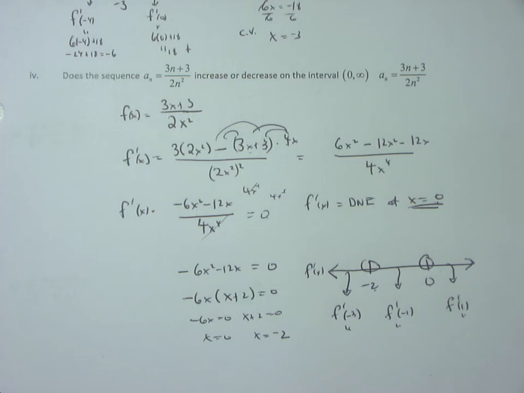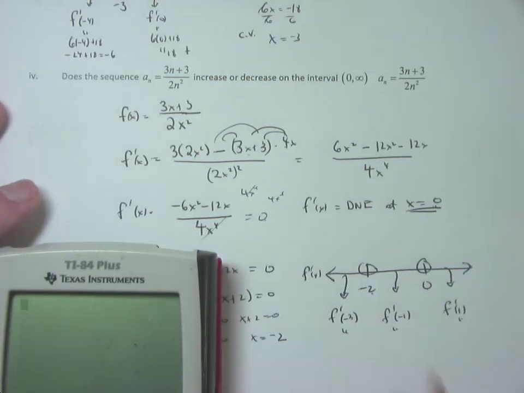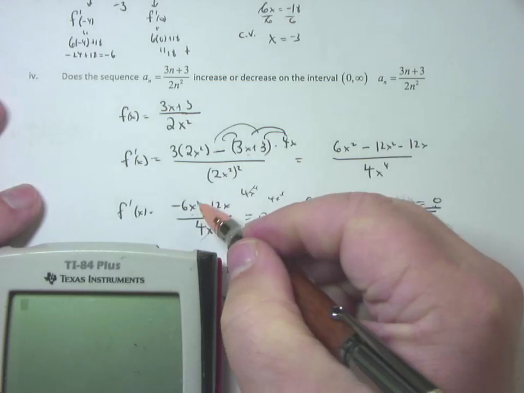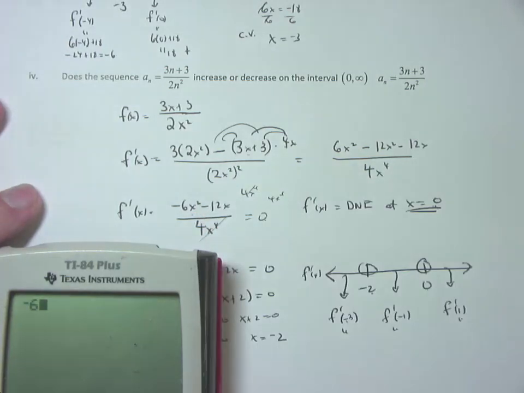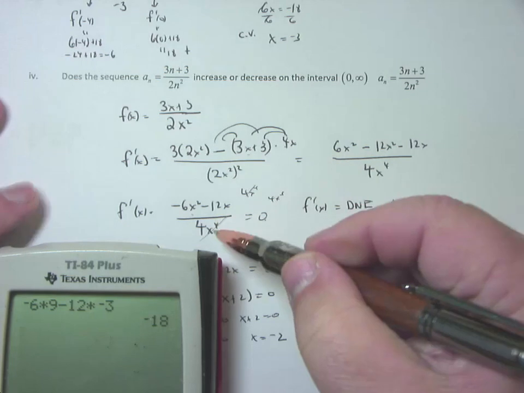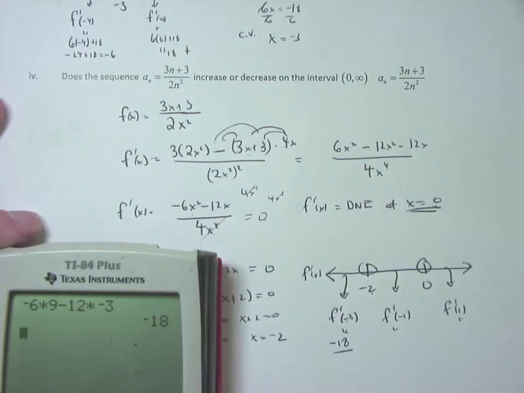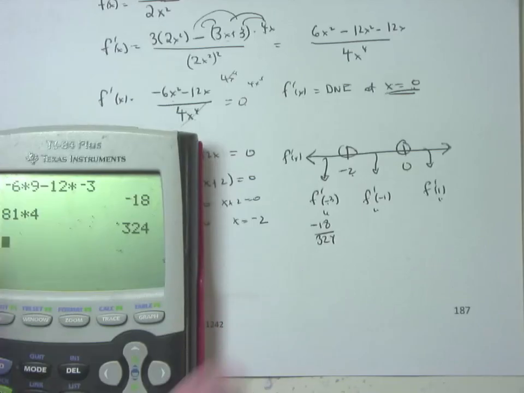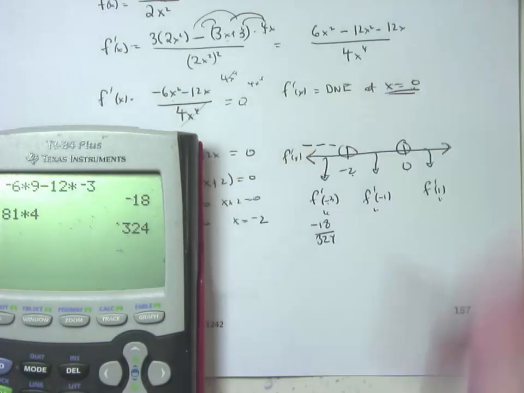Grabbing my handy-dandy calculator here. Plugging in negative 3. Negative 3 squared is 9. Negative 6 times 9 minus 12 times negative 3 is going to be negative 18, divided by negative 3 to the fourth, which is 81, and 81 times 4 is 324. I don't care what the number is. What's the sign of it? It's negative, so I'm decreasing in that interval.